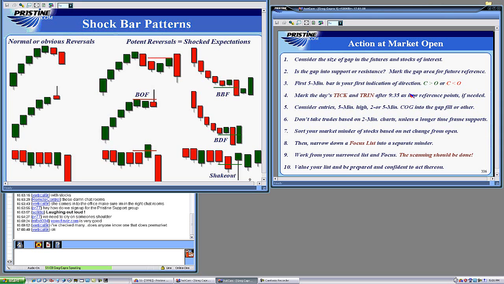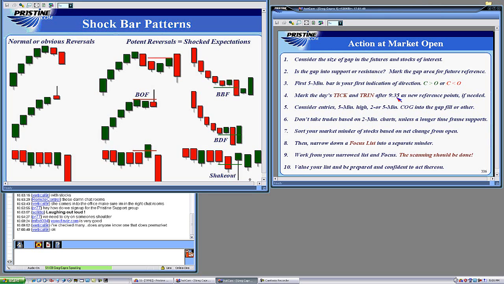Look at the first 5-minute bar. Does it close above its open? Does it close below its open? Tick and trend after 9:35. If you're looking at the trend on a 5-minute chart, in your time settings have it set up so it starts collecting data at 9:35 versus at 9:30. You always get that skewed bar at the open. If you're looking at a 2-minute chart, start collecting the data at 9:32 to avoid that bar. With the ticks, you can start them right at the open.